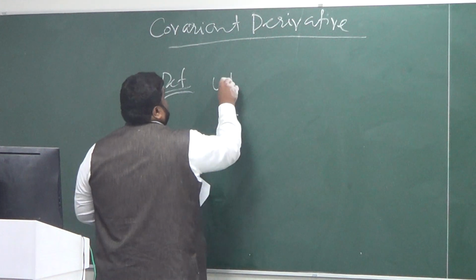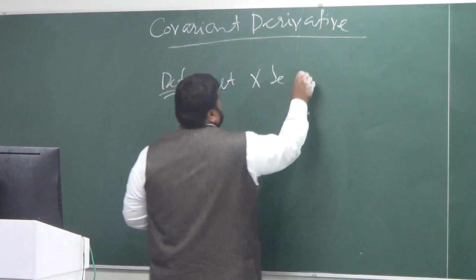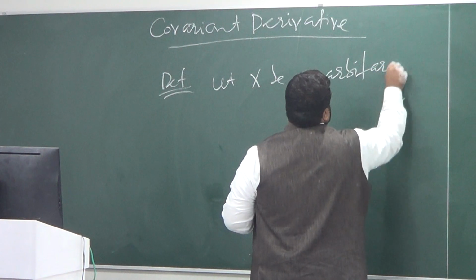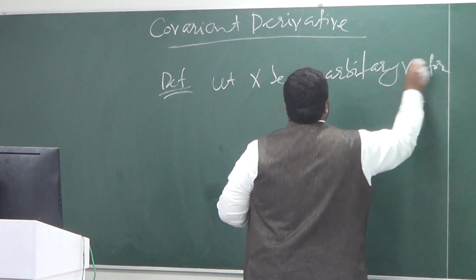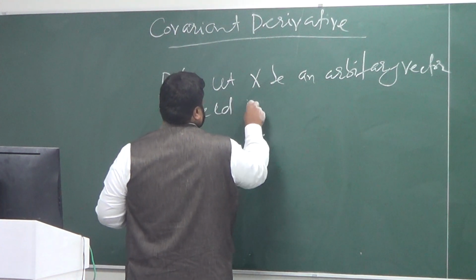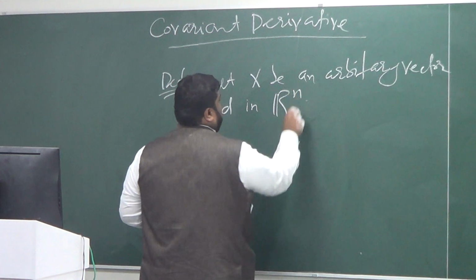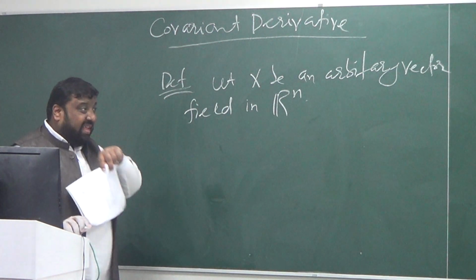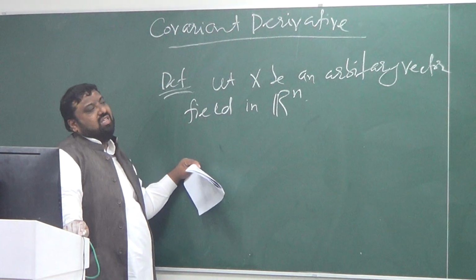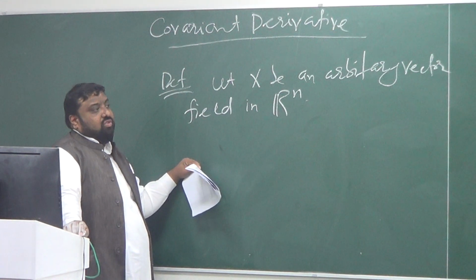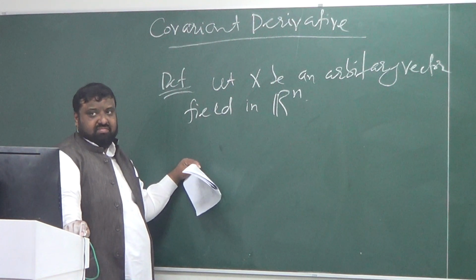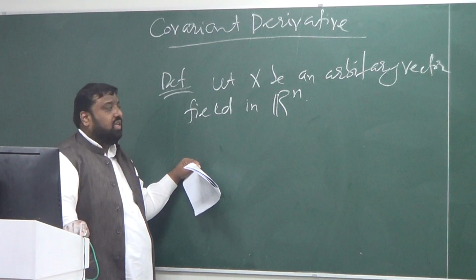Imagine I have a vector field in Rn, so let X be an arbitrary vector field in Rn. Okay. We have to keep one thing in mind: the definition that I am going to propose now is going to generalize our previous definition of directional derivative. So it's going to be a generalization.